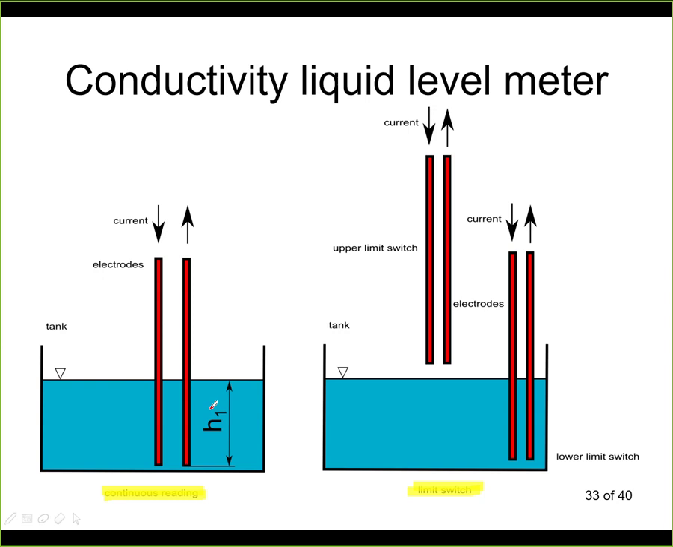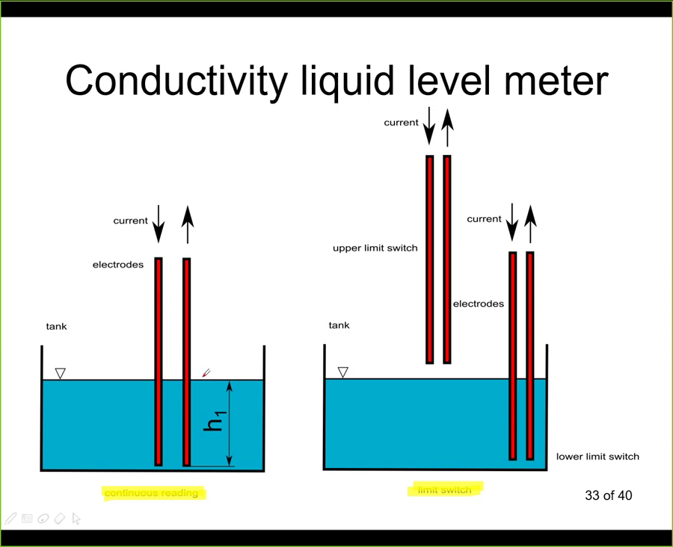It's actually in both. Here we have two electrodes. We are looking for the current that is flowing between the electrodes, and the current is flowing into the liquid here. This is my tank, and here I'm looking to measure the H, that is the liquid level.